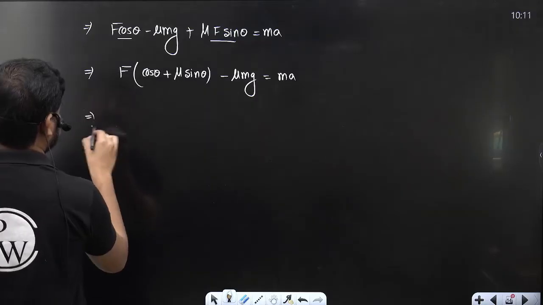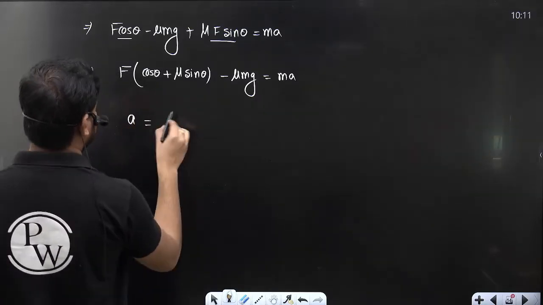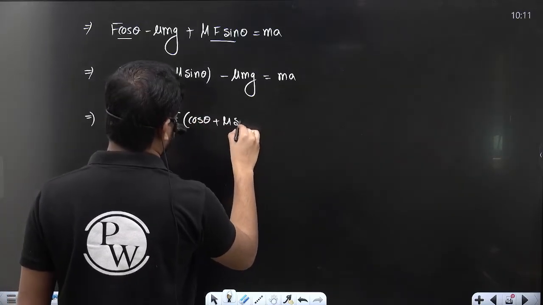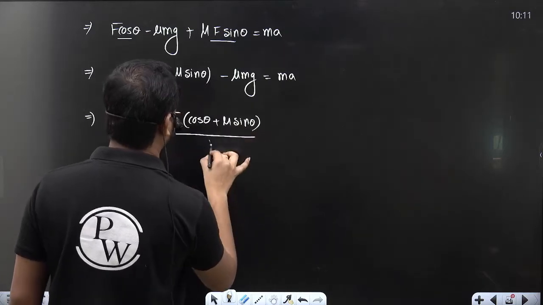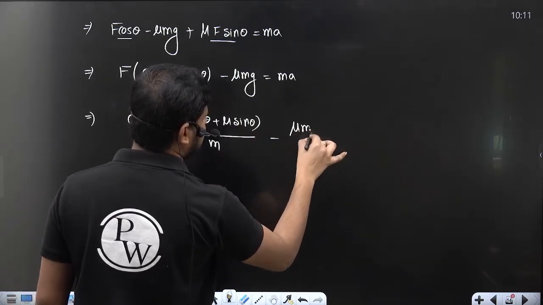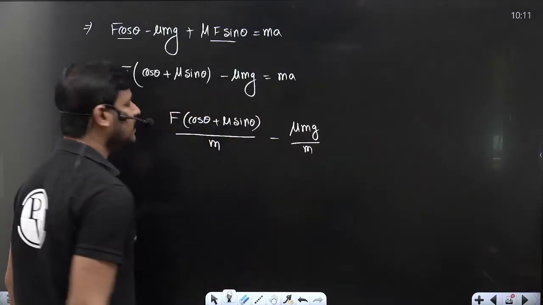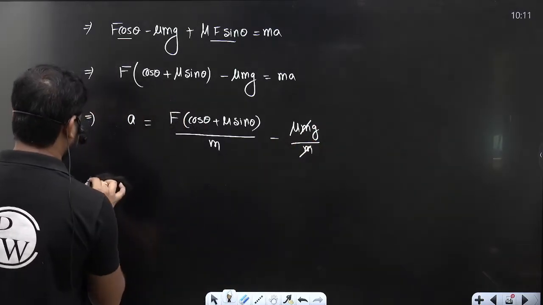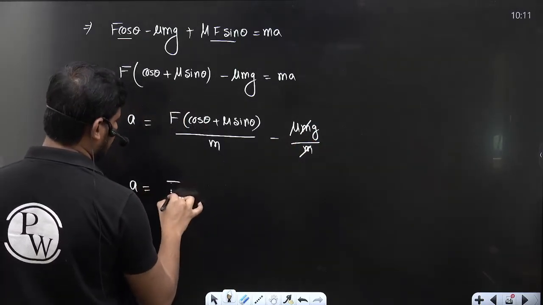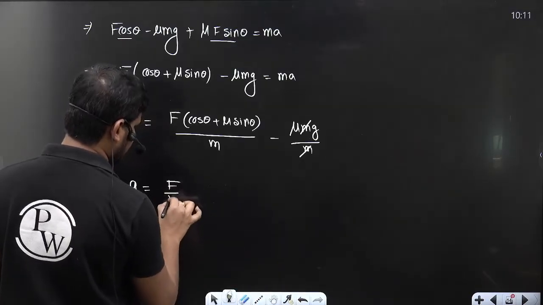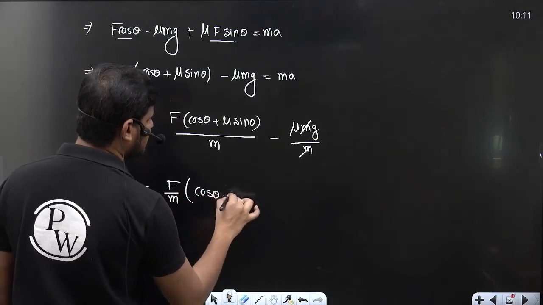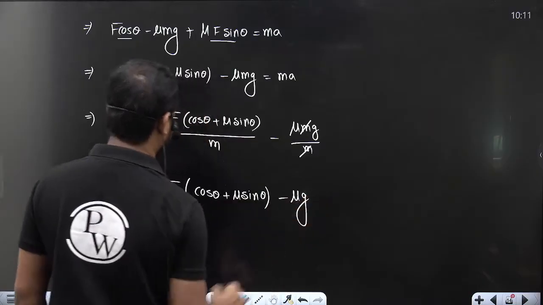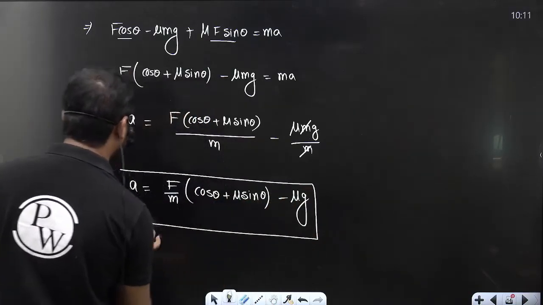So from here, the acceleration a is equal to F times cos theta plus mu sin theta, divided by m, minus mu mg by m. So then m gets cancelled. So here I can write the acceleration is equal to F by m, let's write simply F by m, cos theta plus mu sin theta, minus mu g. So this is the complete acceleration of the block.